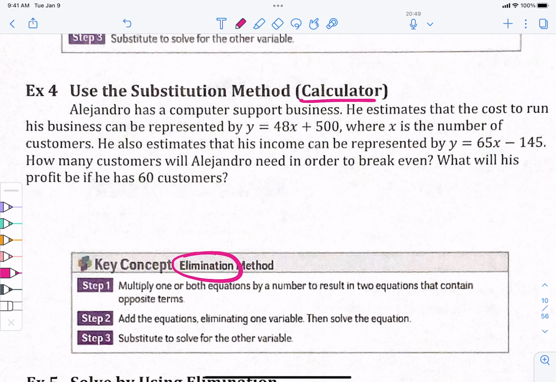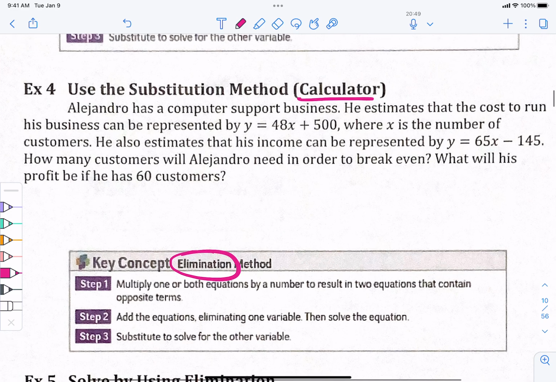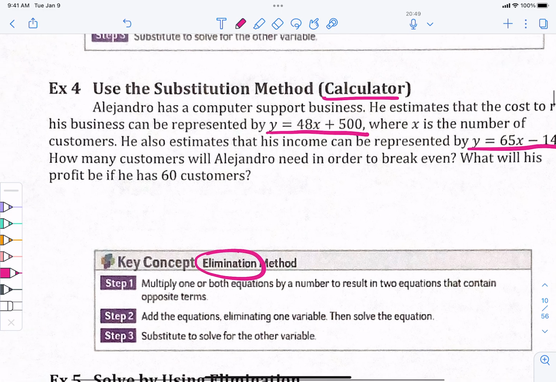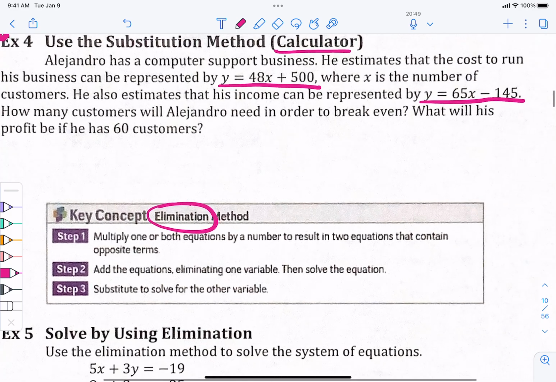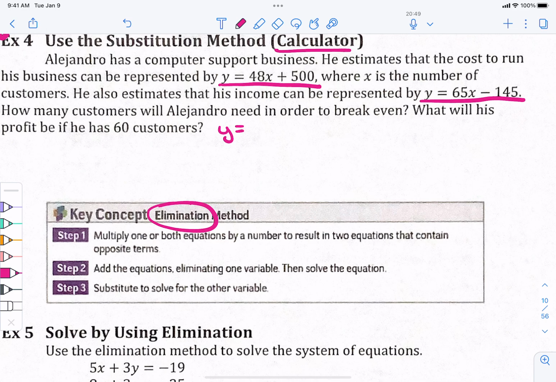It says Alejandro has a computer support business. He estimates that the cost to run the business is represented by this equation, and he also estimates that the income is represented by this, okay? We talked about before how cost can go like this, and then your income can maybe go like this, right? And we're trying to figure out at this point you end up with a profit, right? So we're trying to figure out how many lawns we have to mow before we start hitting a profit, okay? So we have these two things going on at the same time. y equals 48x plus 500, and y equals 65x minus 145, okay?